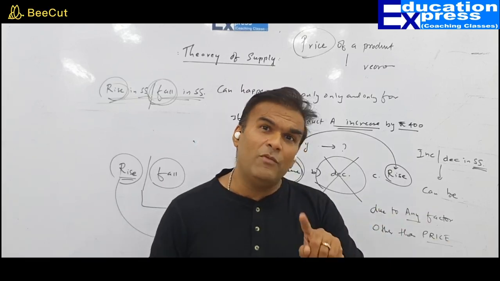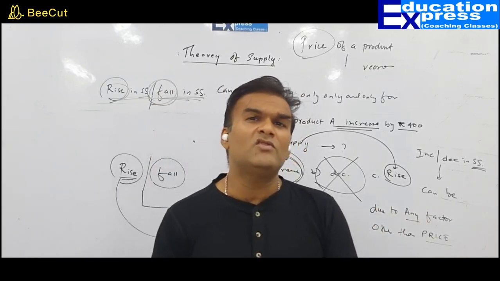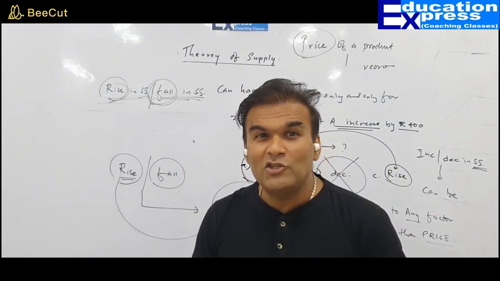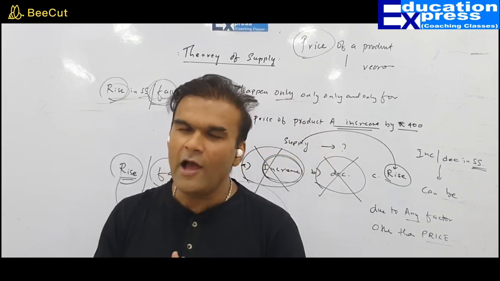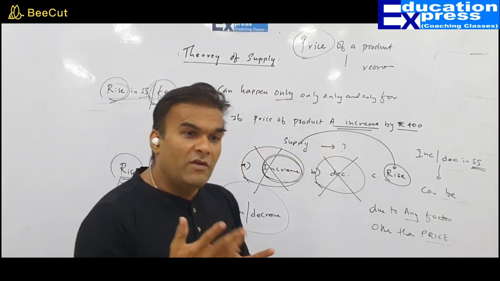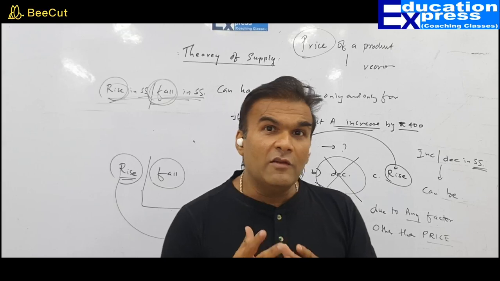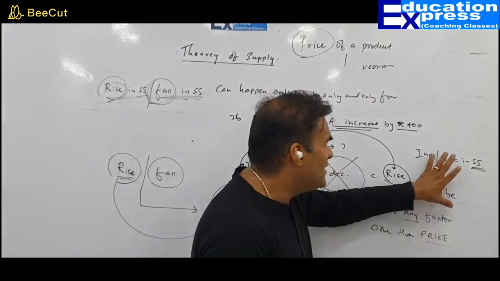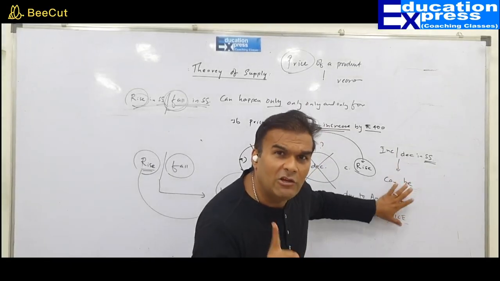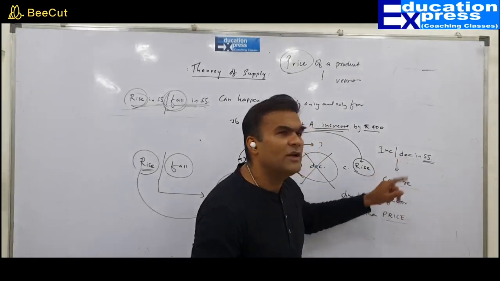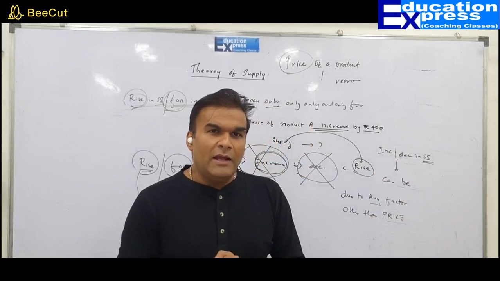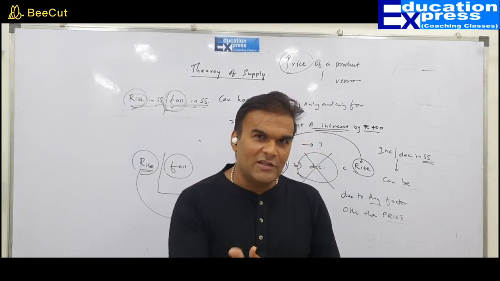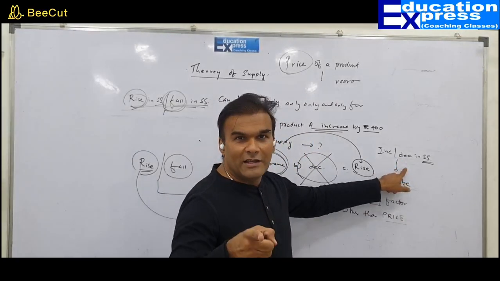But if the change is happening due to any other factor, what are those other factors? Yes, you remember we have done determinants of supply. We covered that supply can be determined by various factors. All those factors are equally responsible for bringing an increase or decrease in supply. So how? Taxation. If the taxation policy is favorable, supply will increase. If it is unfavorable, supply will decrease.